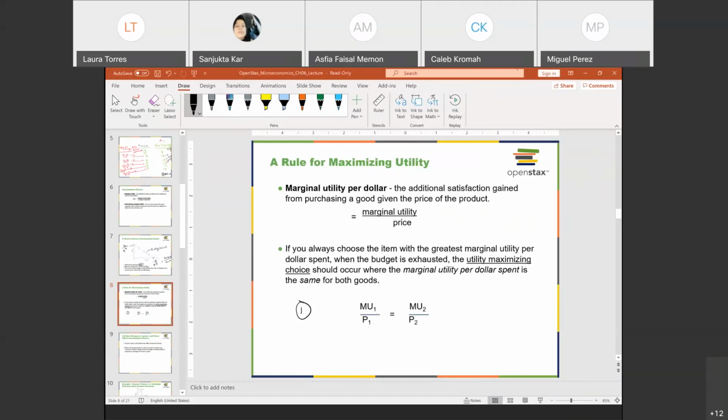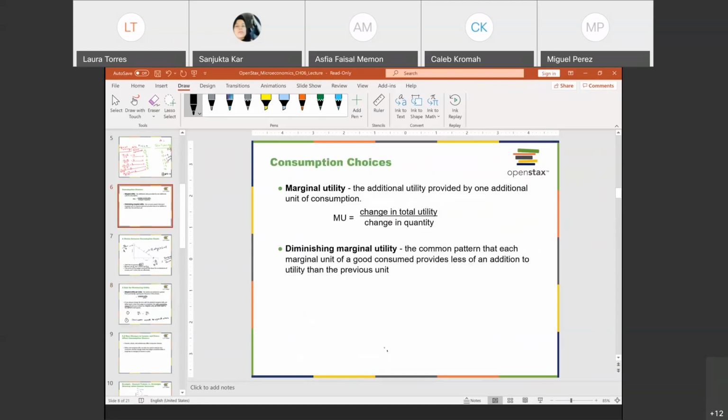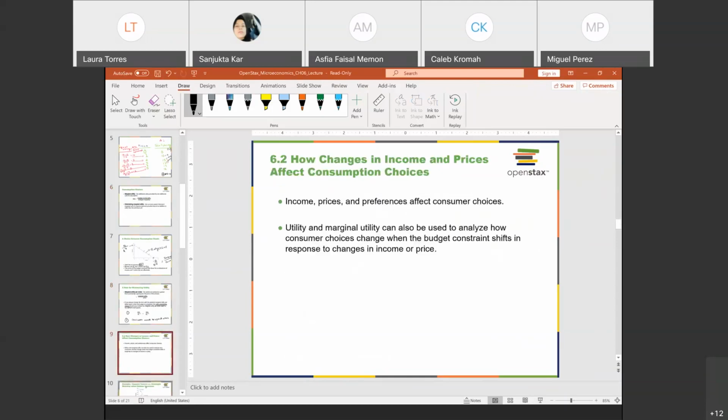And the second one is the consumer needs to spend all his income. So these are the two rules of utility maximization you need to take care of, and the homework questions and exam questions, we are going to definitely use these two rules.